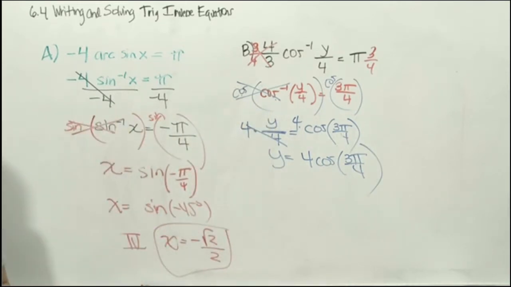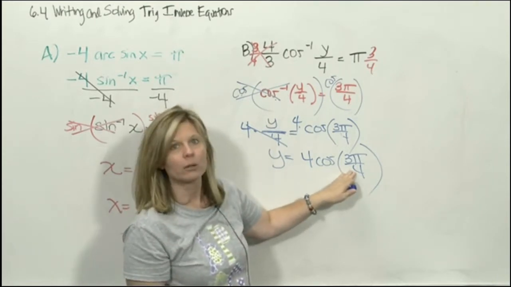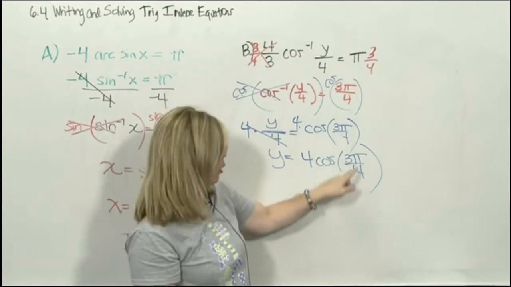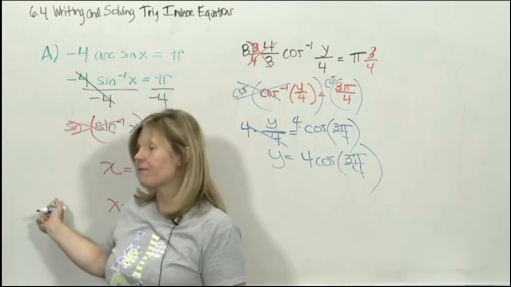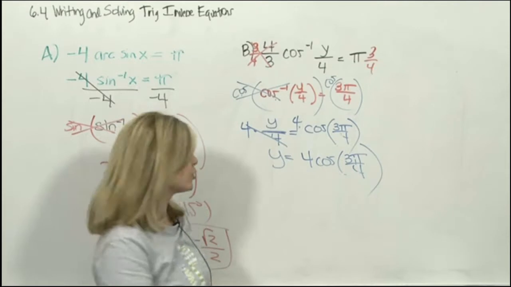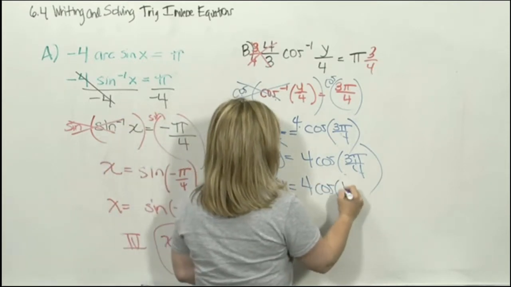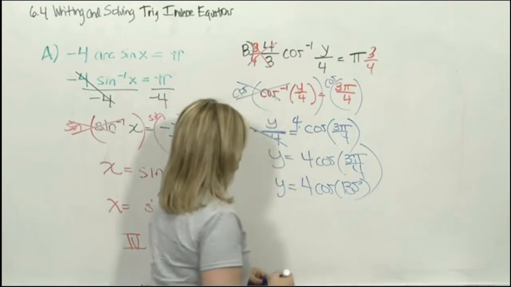Now, that's not your final answer because you've got to look this up. You can look up cosine of 3 pi over 4 without a calculator. We know pi over 4 is 45 degrees, so 3 times 45 degrees is 135 degrees. So you're looking up 4 times the cosine of 135 degrees.